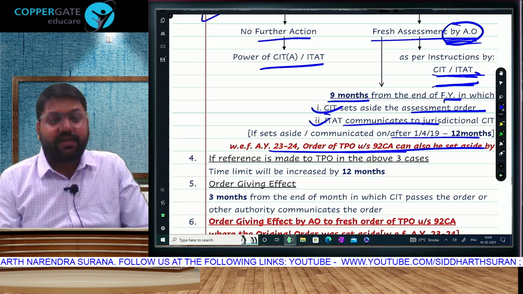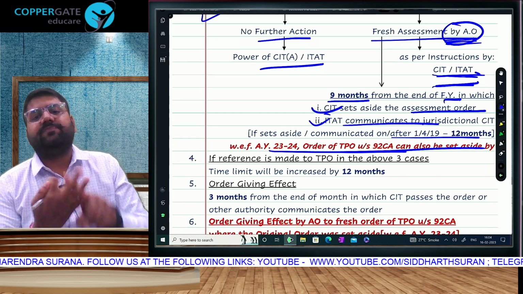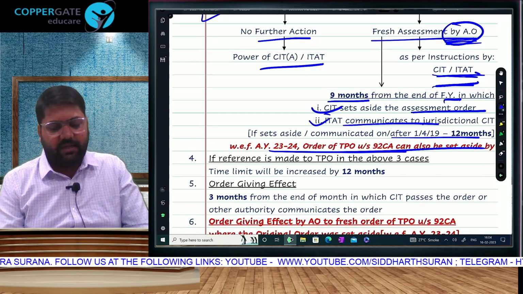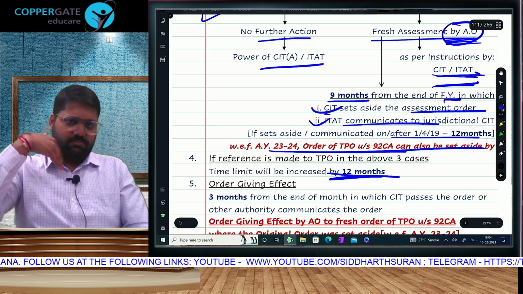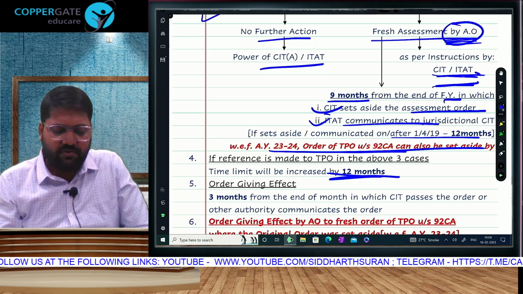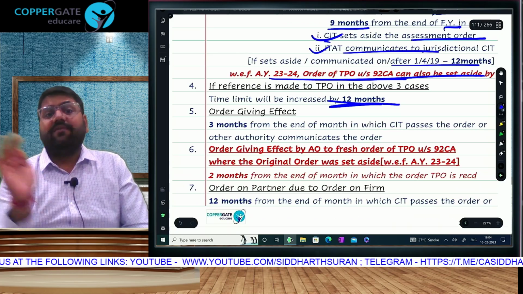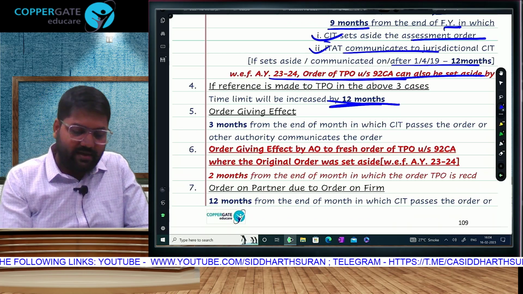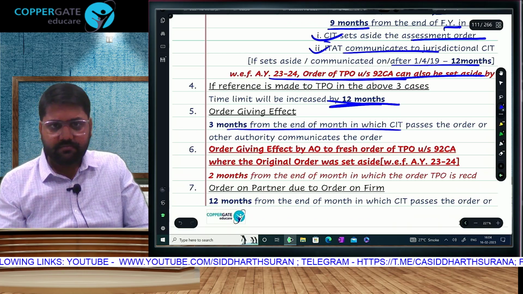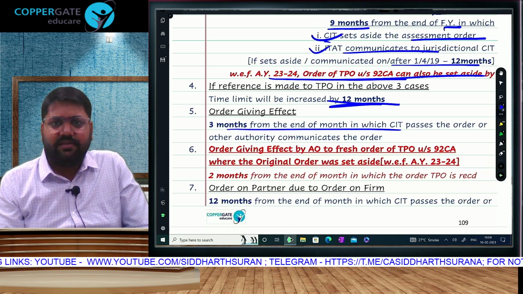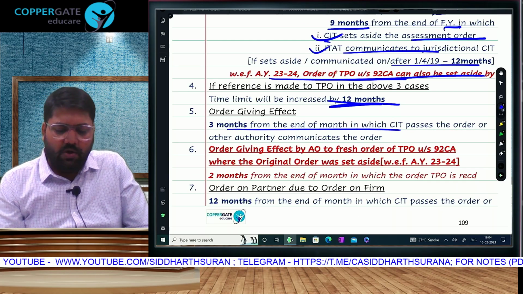Next, in all the cases, whether regular assessment, reassessment or fresh assessment, if you are a case of transfer pricing, we all know. Everywhere it is going to be 12 months extra. Order giving effect to incorporate the order of higher authority, 3 months from the end of the month. If it is CIT, then he passes. Other hai to, they communicate the order.